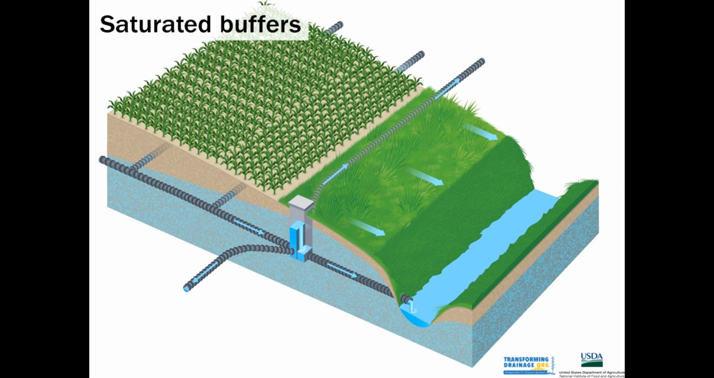So moving from that larger scale practice down to now more of a field scale practice, the next one I'm going to talk about is what we call saturated buffers. We've got a diagram here of a saturated buffer, and basically what is happening is as that drainage is coming down through the main towards an outlet, we intercept that with an inline water control structure.